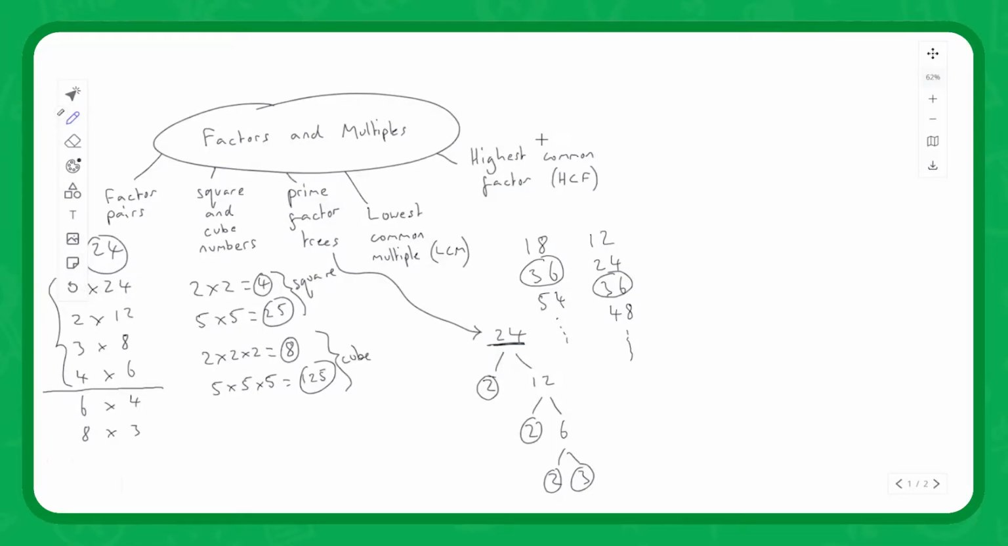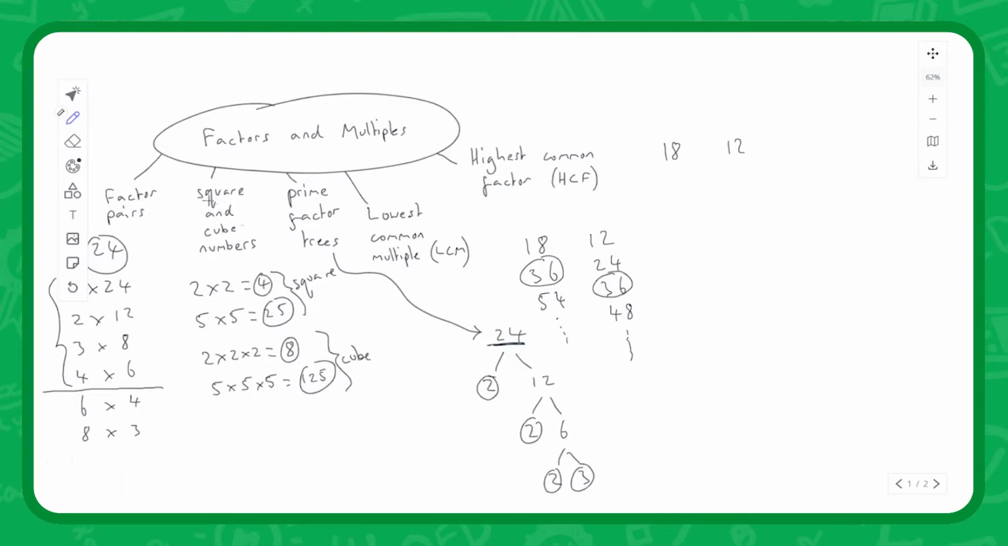Moving on to the highest common factor. Again, if we look at this very briefly for now, I'll stick with the same example of 18 and 12. I'm trying to find the biggest number that goes into both 18 and 12.